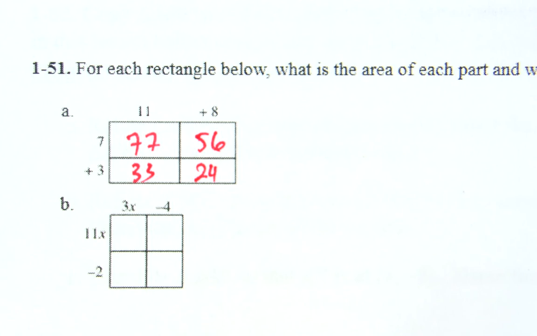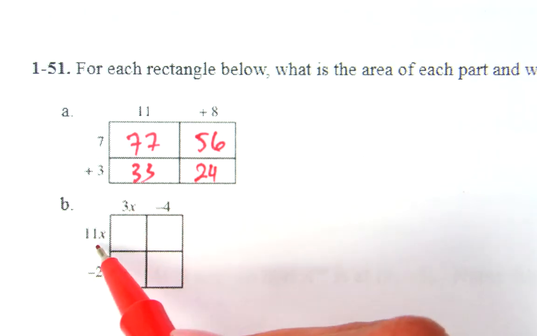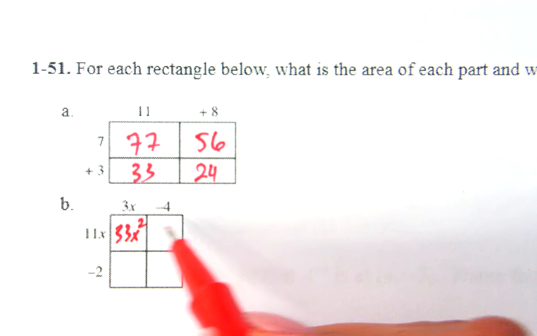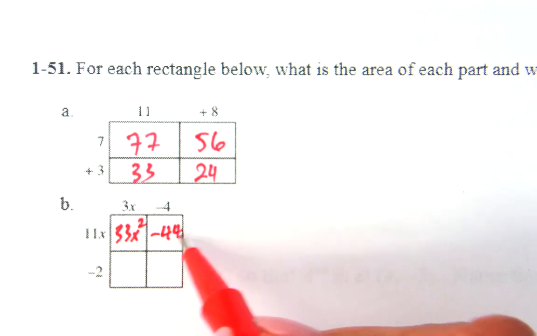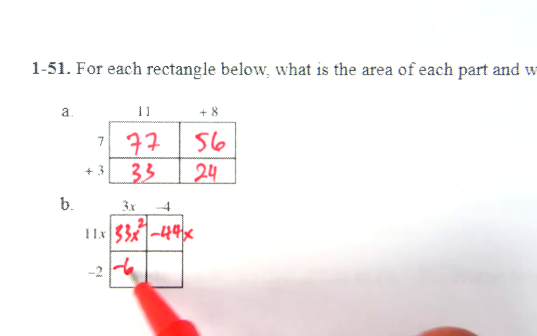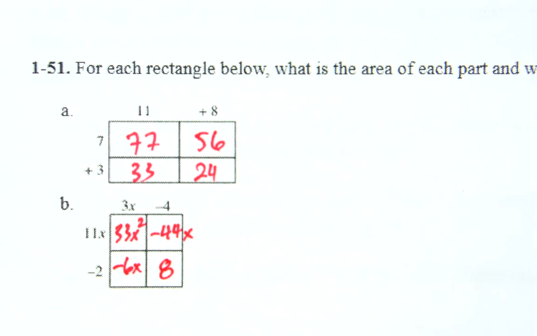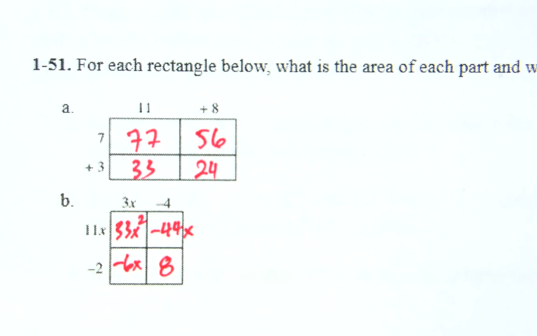Let's see, what else do we need to do? Oh, okay, 3x times 11x is going to be 33x squared. That's going to be negative 44x. It's going to be negative 6x, and that's going to be positive 8. Now, what it's really asking you to do is give the area as the sum, and that's pretty much it. That's kind of all it's asking you to do.